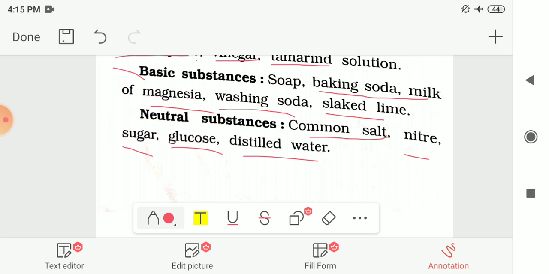So here our chapter number 5, that is acids, bases and salts, gets over. These questions, that is question number 6, 7, 8 and 9, you have to write in your notebook. That is your today's homework.